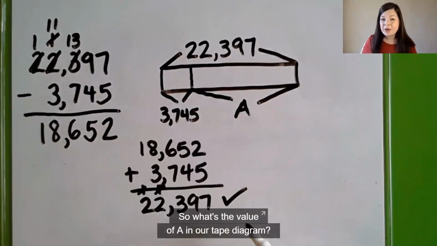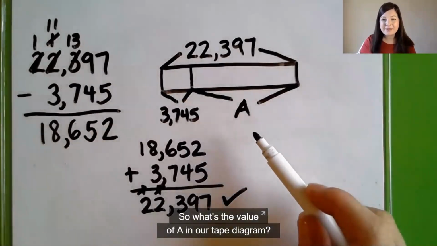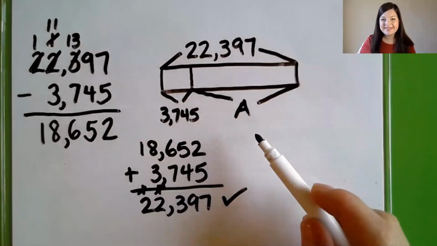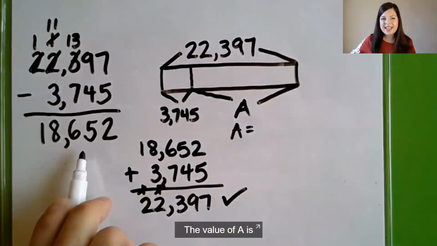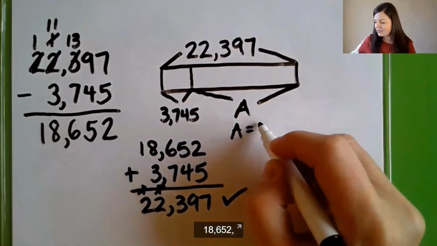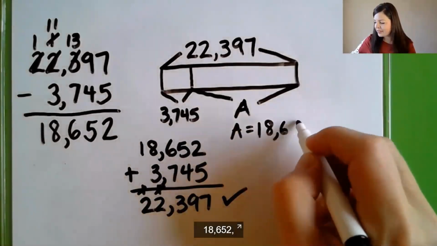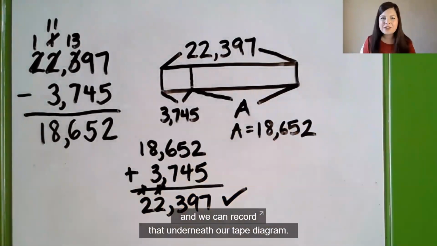So what's the value of A in our tape diagram? The value of A is 18,652. And we can record that underneath our tape diagram.